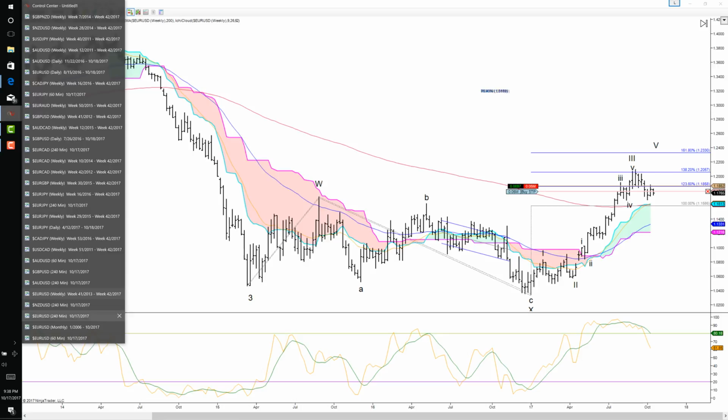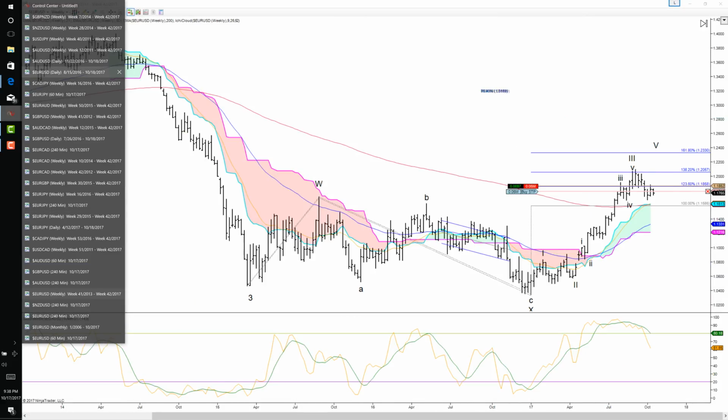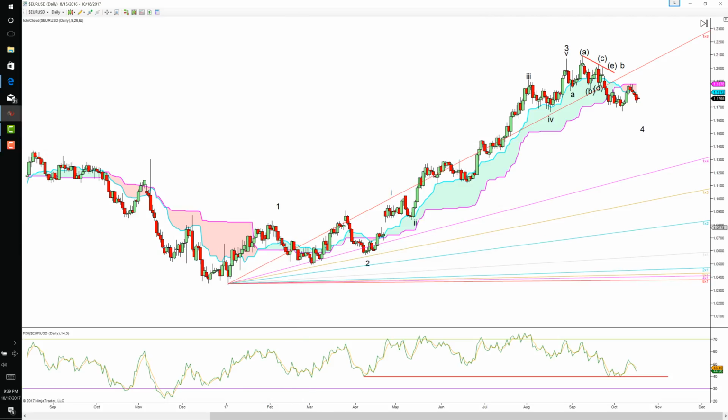I don't want to do it monthly at all. Let's see. I want to go to a daily. So going to a daily, you can count the 1, 2, 3, 4, 5 for 3. You can see the triangle. This is basically wave A. You can see the triangle wave B. And now you can pretty much count this as a 1, 2, and now we should be in the start of wave 3 of a 5-wave move for wave 4 basically.